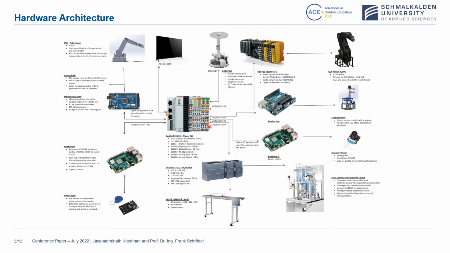It communicates with the back-off PLC using Modbus TCP/IP. The quality station, which is controlled with the help of a Raspberry Pi, uses a PiCam and it communicates with the back-off PLC through Modbus TCP/IP. The capping station uses an Arduino Uno and it communicates with the back-off PLC through digital signals.